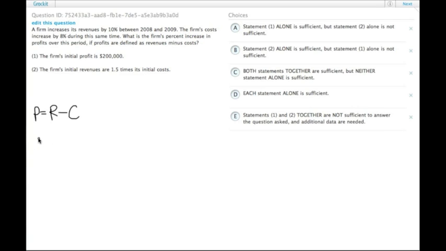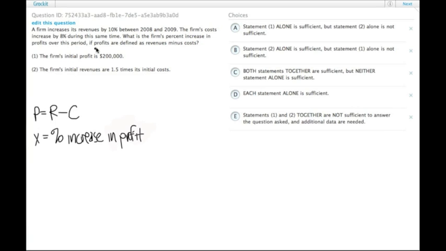And then we can also figure that we'll call X this percent increase, because we're going to have to set up equations for it. Why did I just write increase? Oh, no. Increase in profit. It's hard to talk and write at the same time.